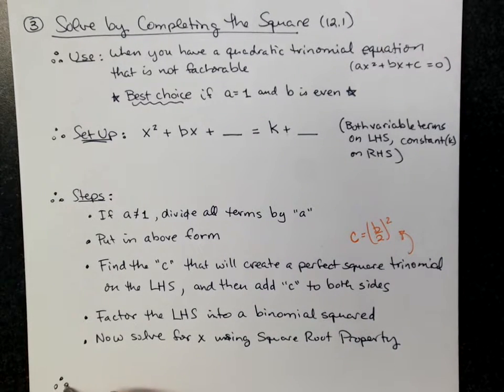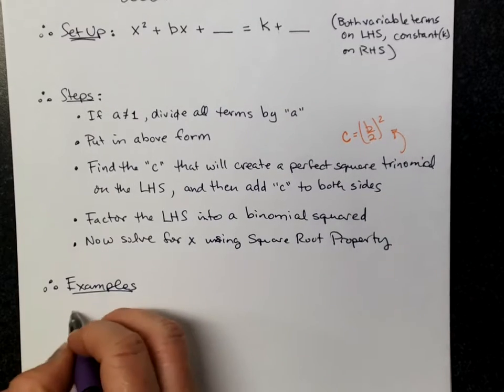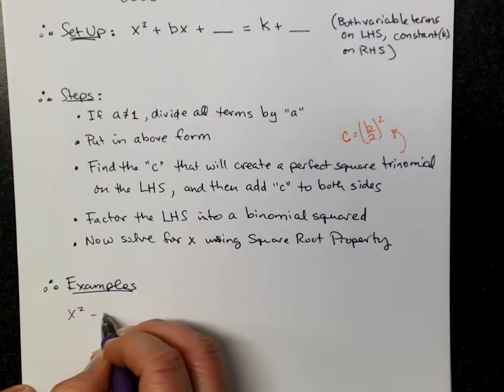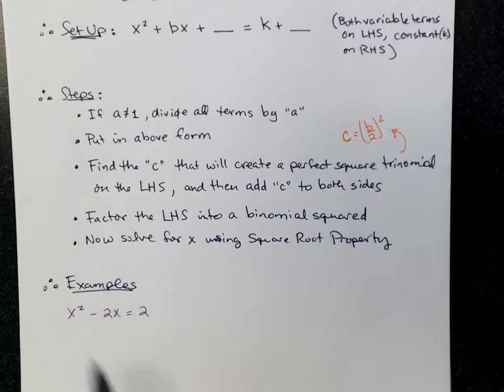I'm going to put 2 examples here and then 2 more. So this is where we left off, sort of introducing this and now practicing a few of them. So if we had x squared minus 2x equals 2. Now see, it's a equal 1, but if I just take a glance at these numbers, even before I put it in standard form, I can see it's not going to be factorable. The more you practice, the more you start to recognize that. So it's got an even b and an a equal 1, but it's not factorable. So it's perfect time to use completing the square.